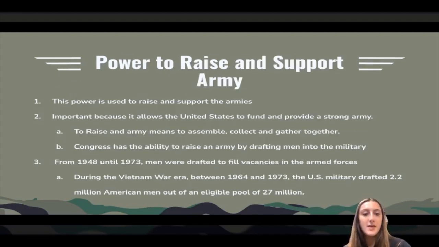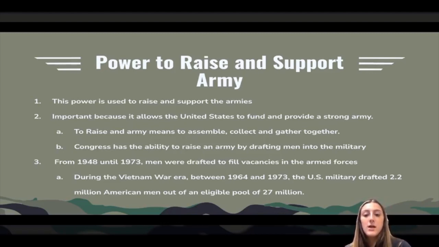The power to raise and support an army is the second one, and this power is used to raise and support the armies. It is important because it allows the United States to fund and provide a strong army. To raise an army means to assemble, collect, and gather together, which is the dictionary definition. Congress has the ability to raise an army by drafting men into the military, and this is involuntary.